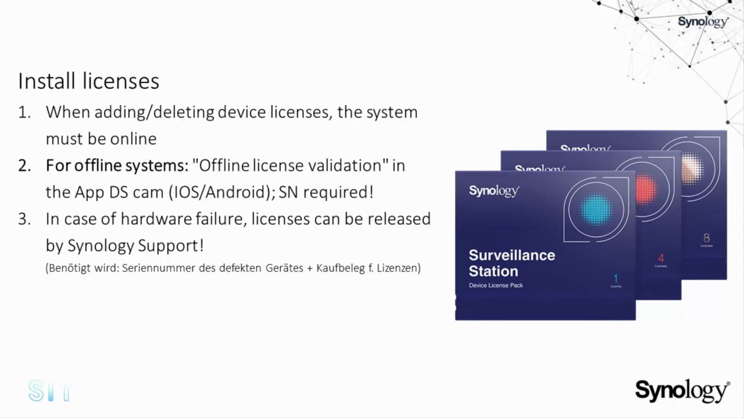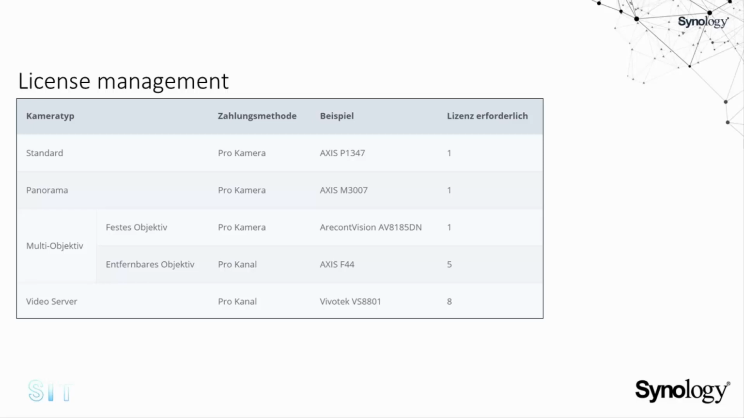Also, in case of hardware defect, the purchased licenses can be released by our support. All you need is the serial number of the defective device and the serial number and the proof of the purchase of the license. In the next slide, you will find a short overview of how many licenses are required for each camera type. As a rule, one license is required per camera. The exceptions to this rule are multi-lens cameras and video servers. In these cases, one Synology device license is required per channel.